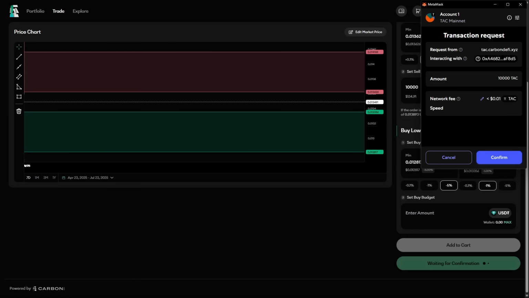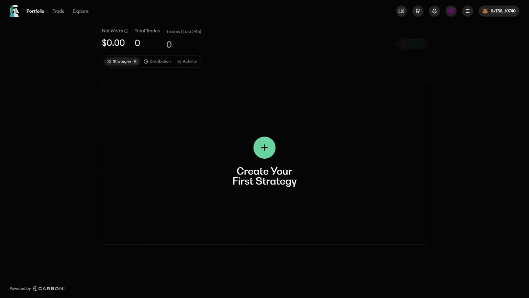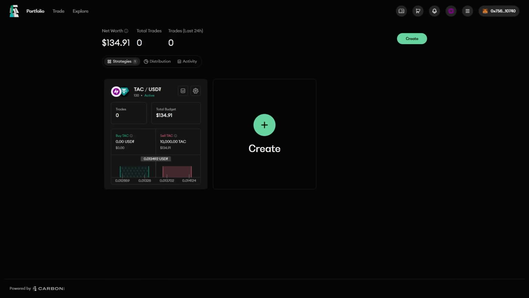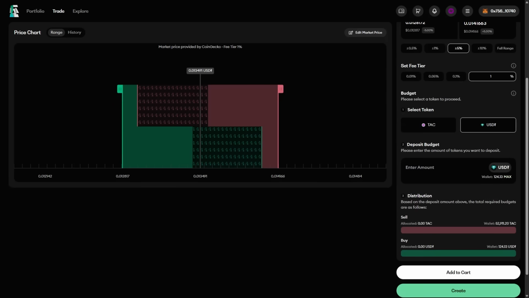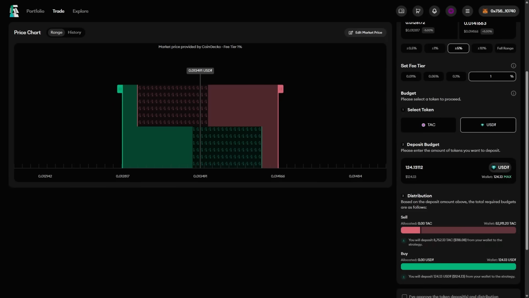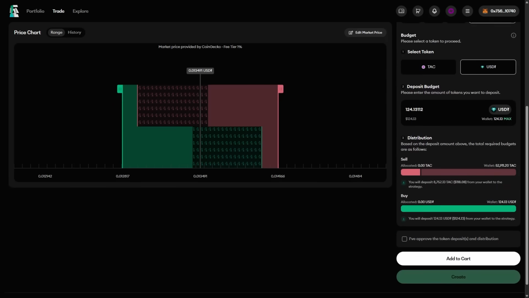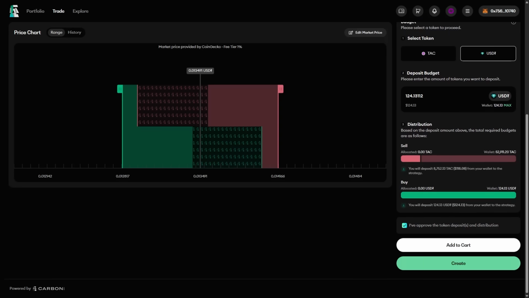Next, we're going to create a concentrated liquidity position. This is a concentrated liquidity position which uses two tokens, USDT and TAC, in order to create a continuous range of trading liquidity. I set the range to be 5% above and 5% below the current spot price, and my position charges a 1% trading fee. Then I supply the strategy with USDT, and the Carbon frontend autofills into my position the corresponding amount of TAC I need to support this continuous position.